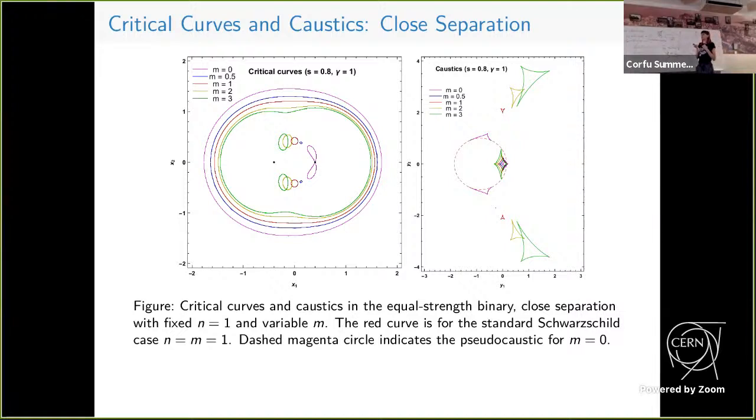And in the case of M equal to 0, that is the isothermal sphere, we have a degeneracy over the second lens. So the two critical curves are attached. And this corresponds to two open caustics that lie along a dashed circle that is called the pseudocaustic. This is a strange behavior that appears only for M equal to 0 and only in the close separation. This is only an example, because the complete atlas of the plots is in the paper.